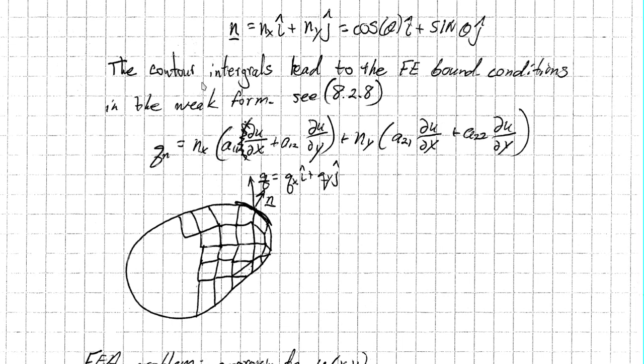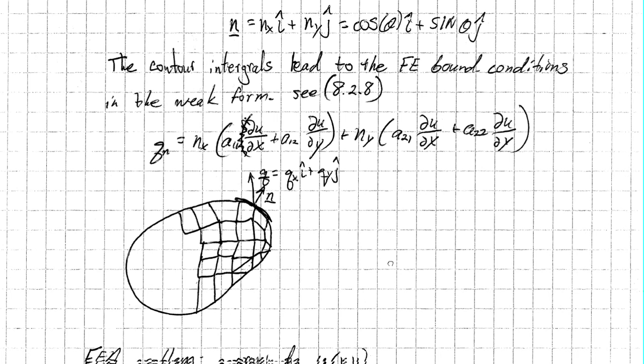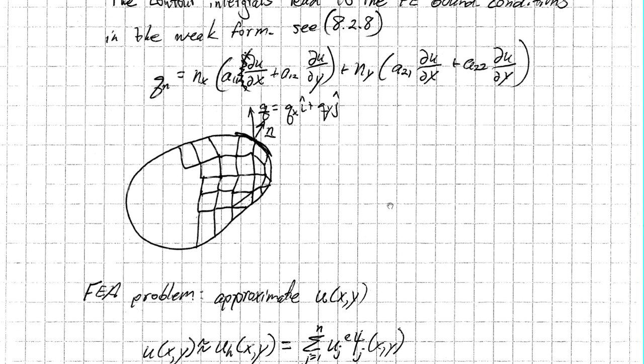So we'll show in a moment how this contour integral leads to the finite element boundary conditions that are given in the weak form. If you look in the book, this is related to equation 8.28. These boundary conditions we'll find look like the following. So this is a flux. You have your unit normal in the x, you have these gradients of the potential, and then in the y you have these gradients.